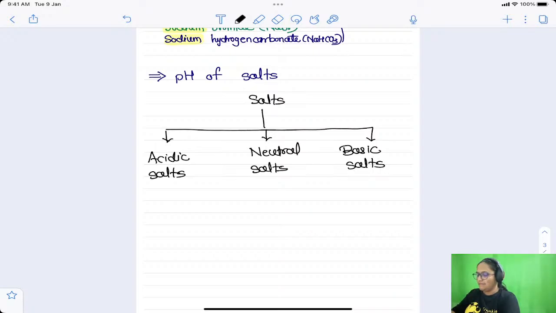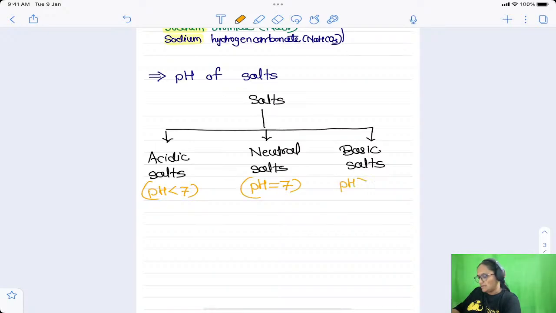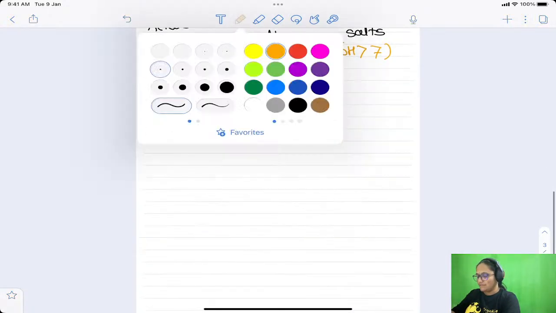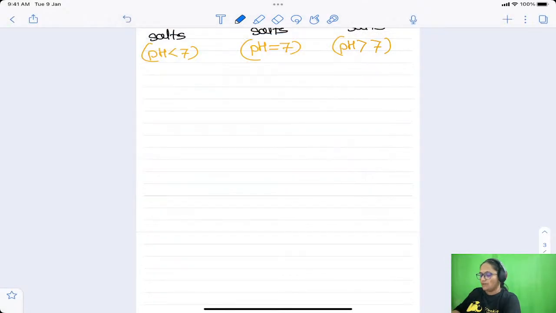In them, the pH of acidic salt is lesser than 7, pH of neutral salts is exactly equal to 7, and pH of basic salts is greater than 7. So these are the different types of salts on the basis of their pH. Let us see one by one. First of all, let us see acidic salts.